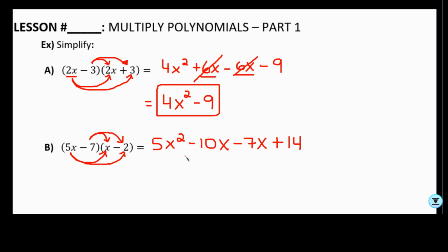Now we're going to combine like terms. In this problem, we can combine negative 10x with negative 7x. The 5x squared, there's nothing we can do, so we're just going to bring it down. The negative 10 minus 7 gives us negative 17x. And the 14, we're going to bring it down. And that's our answer.